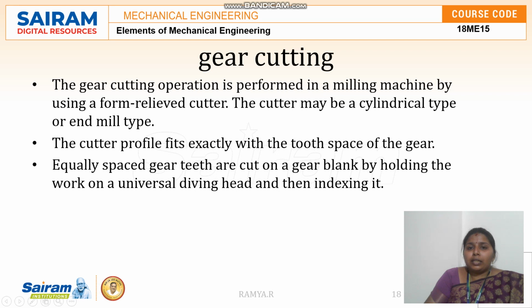So the next one is gear cutting. Usually everyone remembers that milling is used for producing gears. So gear cutting is also one of the prominent works of the milling machine. This is done by a form relieved cutter. The cutter may be a cylindrical type or an end mill type. The cutter profile fits exactly with the tooth space of the gear, and it cuts on a gear blank by holding the work on a universal dividing head and then indexing it.